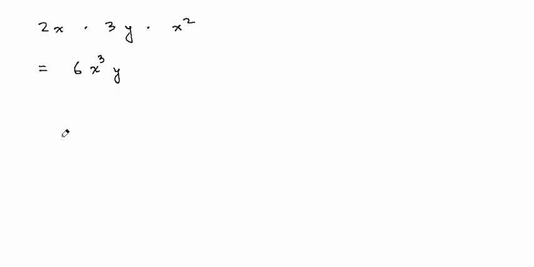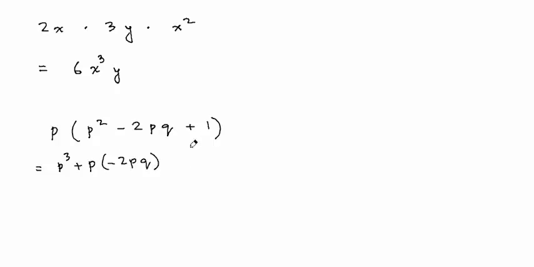Let's have another one. Let's try and multiply p with p squared minus 2pq plus 1. So this is going to be equal to p times each one of these terms in this expression. P times p squared is p raised to the third or p cubed, and then we have a p times minus 2pq, so we can write that down as p times plus p times negative 2pq. Let's keep it at that. And then a plus p times 1 is a p.